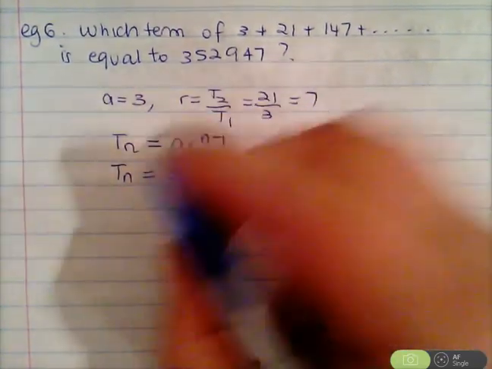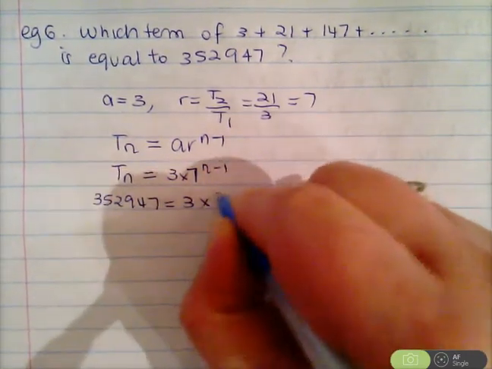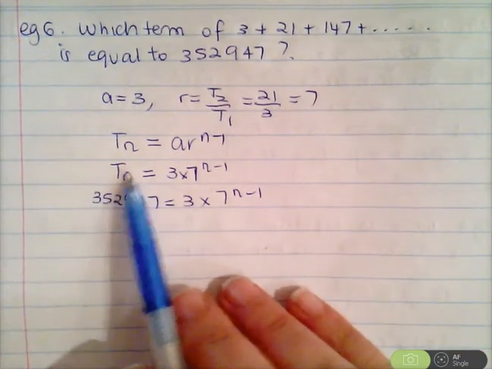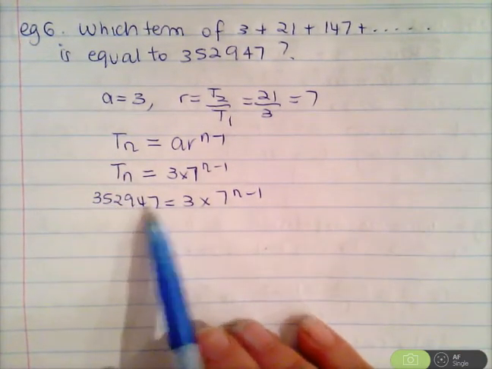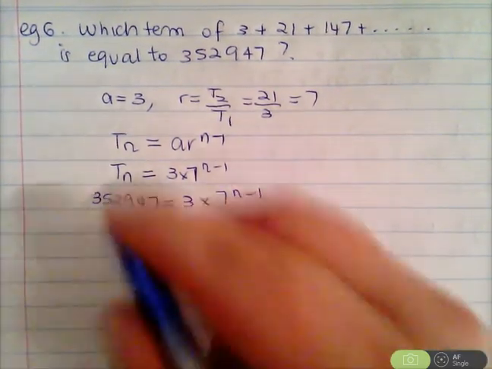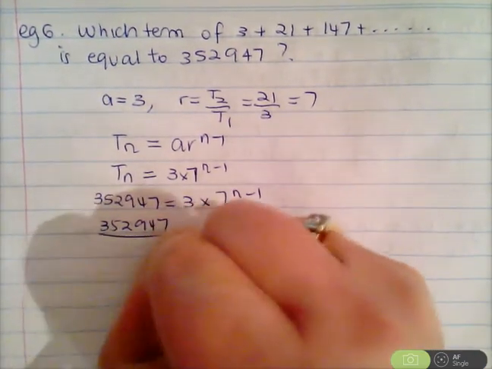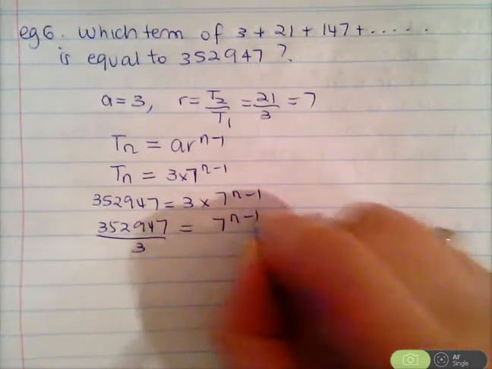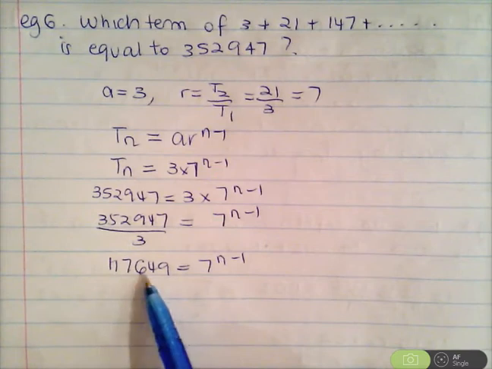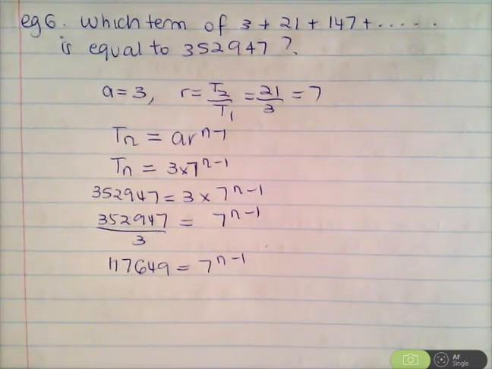So if the term is 352,947, then 352,947 equals 3 times 7 to the power of n minus 1. We need to solve that because we're seeing what n is equal to. Dividing first by 3, we get 352,947 divided by 3 equals 7 to the power of n minus 1. So that's 117,649 equals 7 to the power of n minus 1.